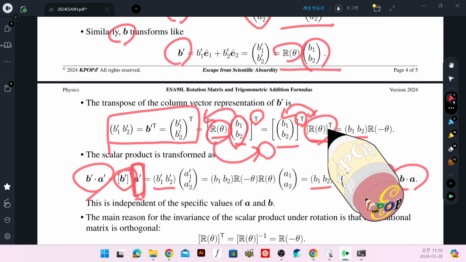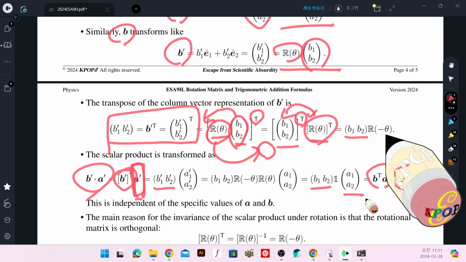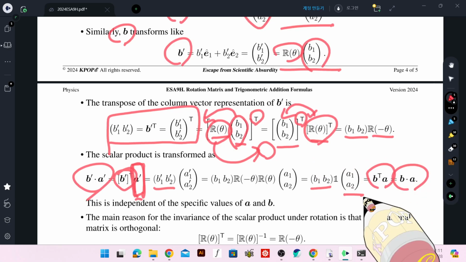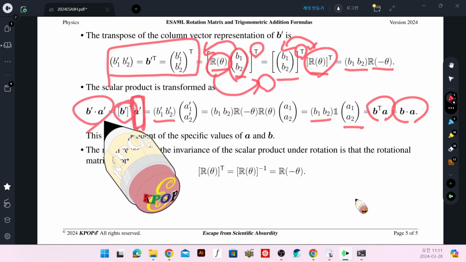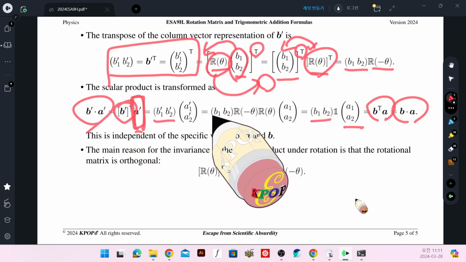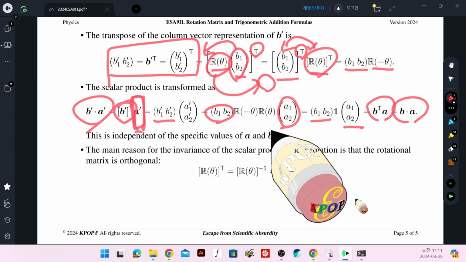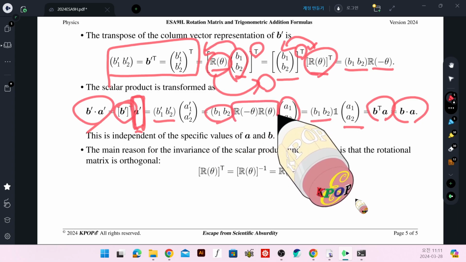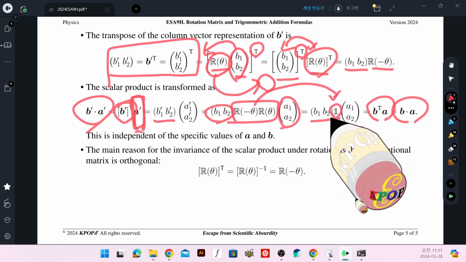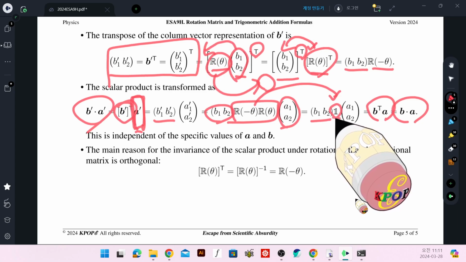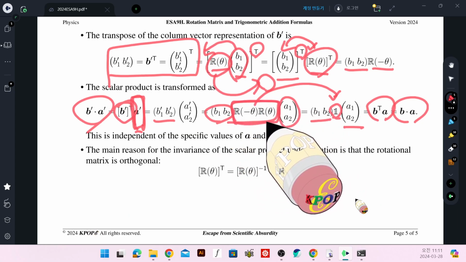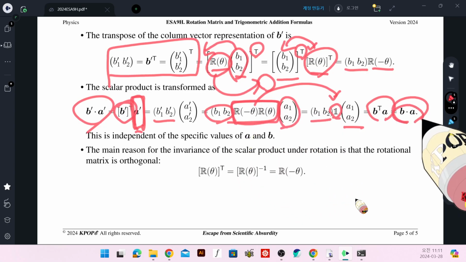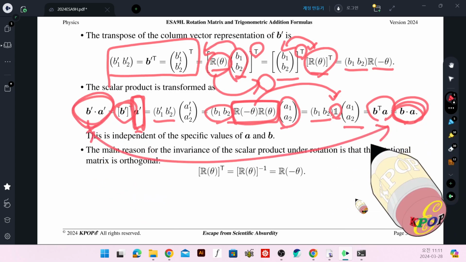And because the rotation matrix is orthogonal, the transpose is nothing but the inverse matrix, the rotation in the opposite direction. As a result, the scalar product of B prime and A prime can be expressed as the original vectors' scalar product before rotation, and in the middle, what we find is just the unit matrix, the identity matrix that does not transform anything. As a result, because the rotation matrix is an orthogonal matrix, the scalar product of two vectors before the rotation and after the rotation is invariant.